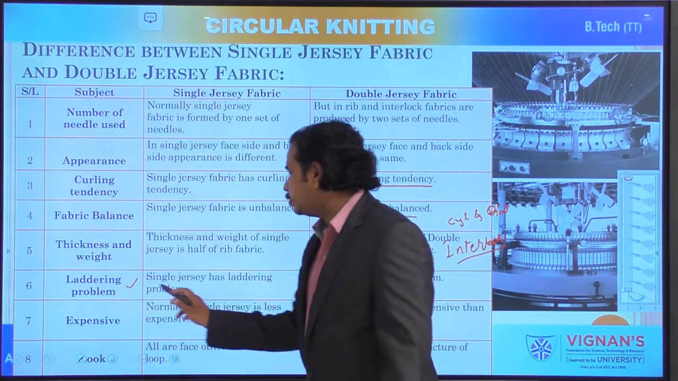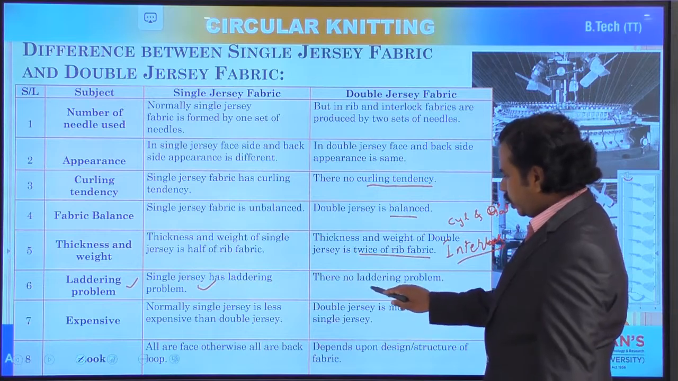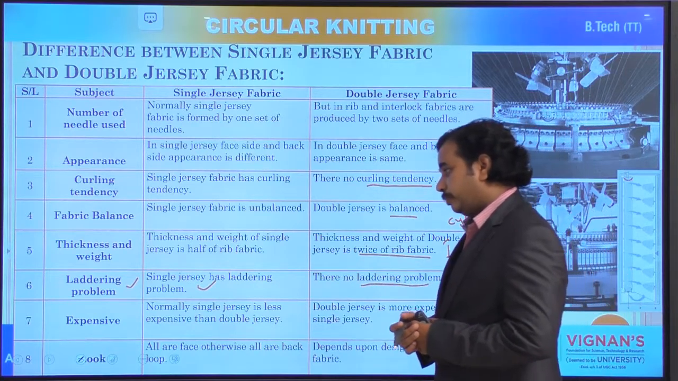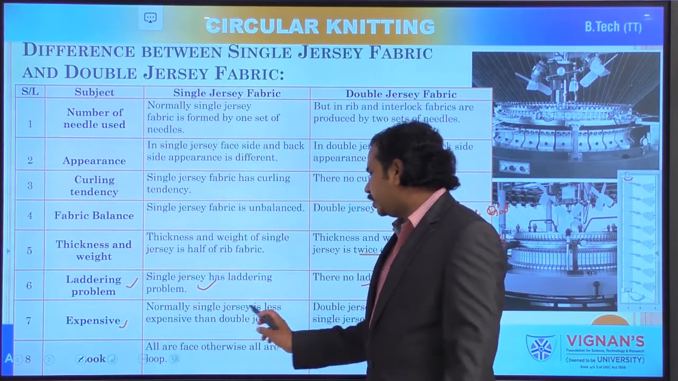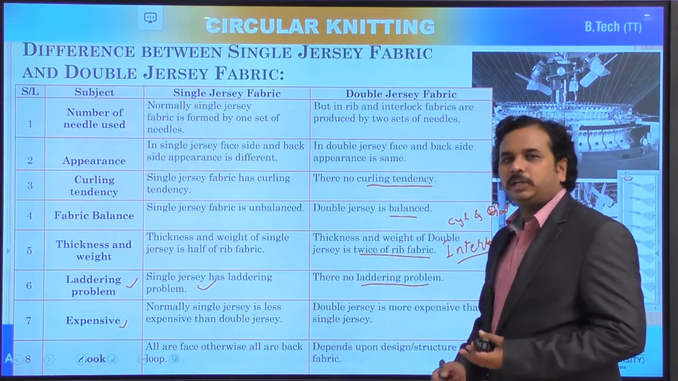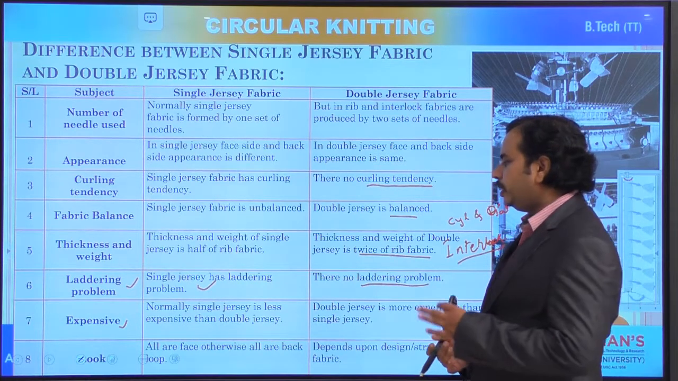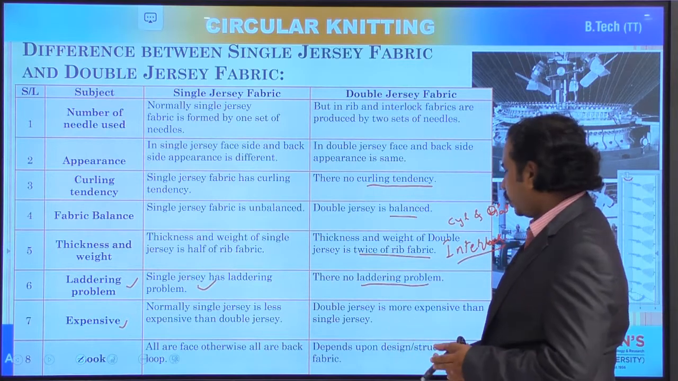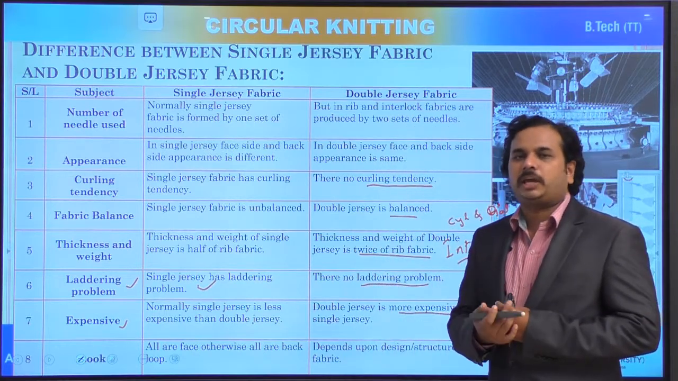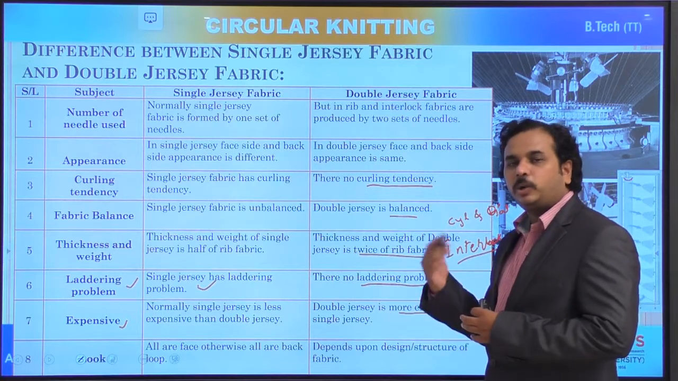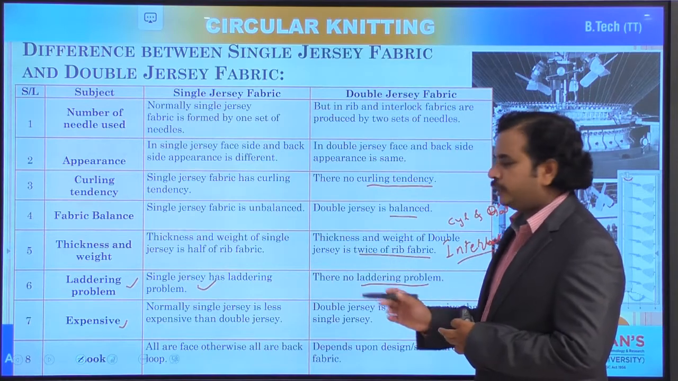And the laddering problem also: you can see that single jersey fabrics have a laddering problem, and there is no laddering effect in double jersey fabrics. And in terms of cost, normally single jersey is less expensive than double jersey, because in the circular knitting machine only one set of elements is required. Double jersey is more expensive than single jersey, because the knitting elements in the case of double jersey are doubled or twice, and because of that the expense is simply double.